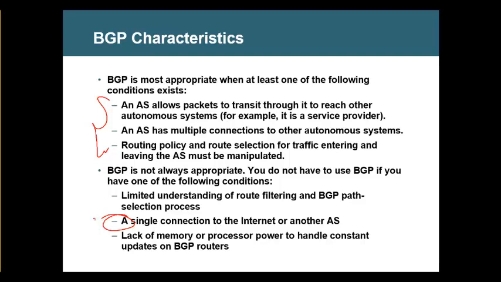Okay, you go this way, you go that way. But when you have only one ISP, you cannot say you go this way and you go that way. Where is the other way? There is no other way. When you have only one ISP, there is no policy, so there is no need for BGP. When we have limited knowledge of BGP, I know BGP just to enable and configure, then you should not go for BGP. Why?